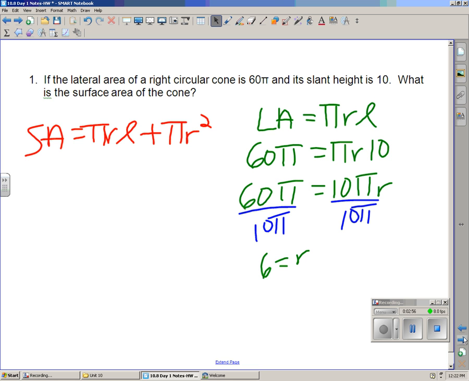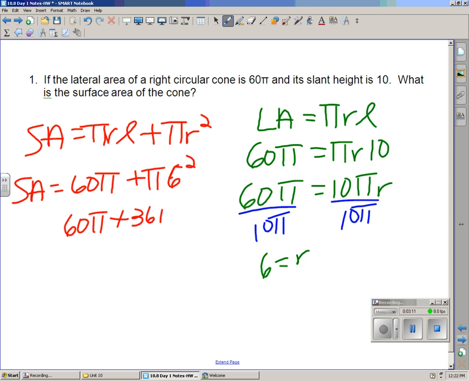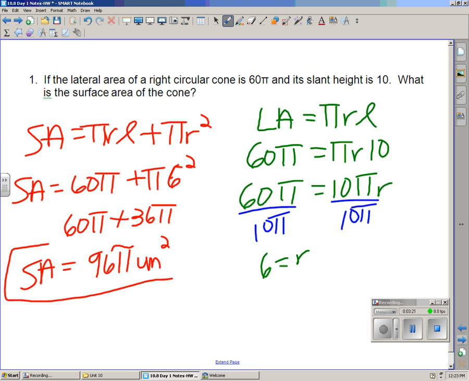So then for surface area, we already know that the lateral area is 60 pi plus pi, 6 squared, radius squared. We then get 60 pi plus 36 pi, or surface area equals 96 pi. We need to label it. We don't have any units, so then we'll just call it units squared. Surface area, 96 pi units squared.